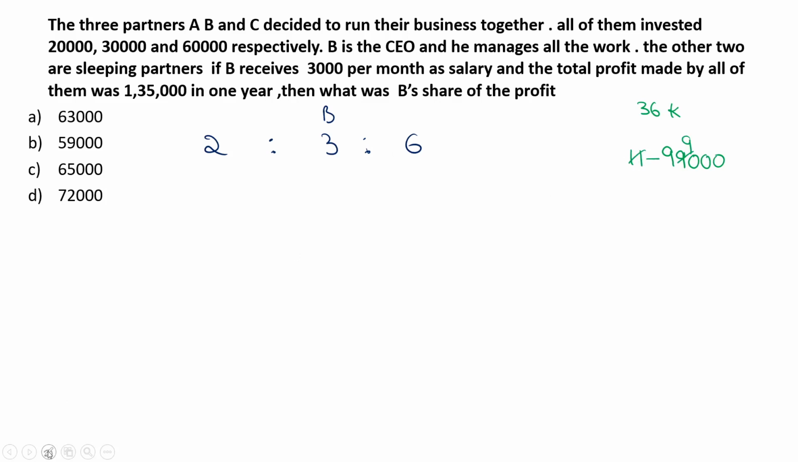Then the total amount received by B would be 36,000 as salary and 3 parts of the profit. When the value of 1 unit is 9,000, the value of 3 units would be 27,000. 36,000 as a salary and 27,000 as a share of the profit. Then the total amount that B would get is 63,000.